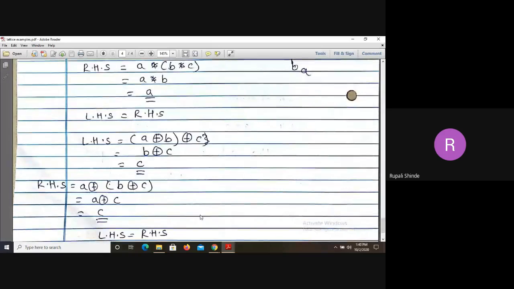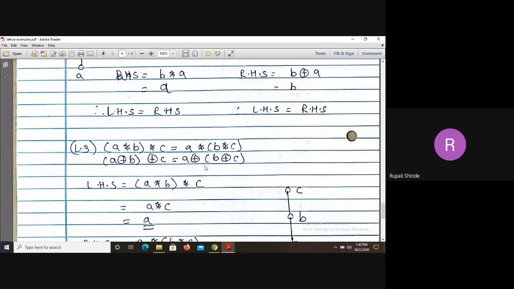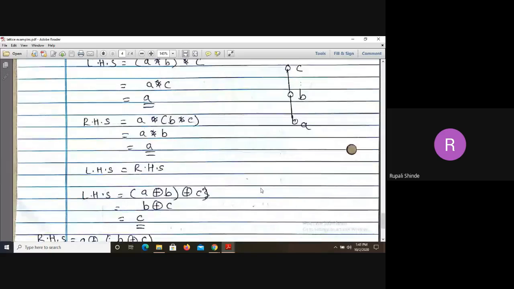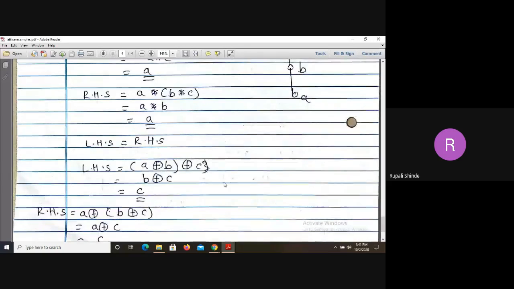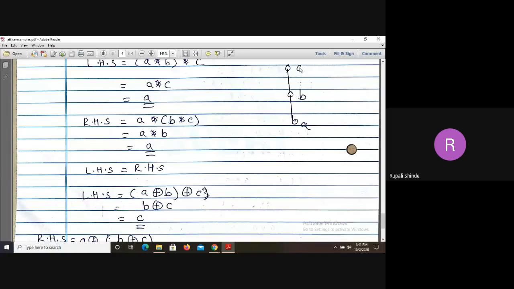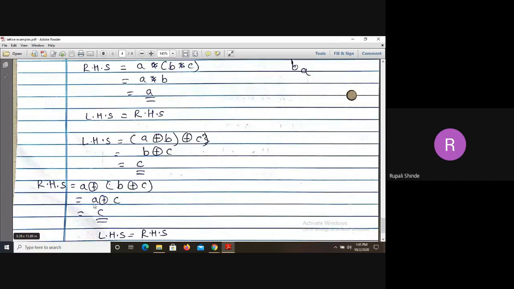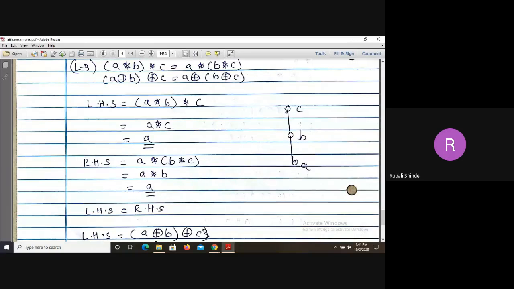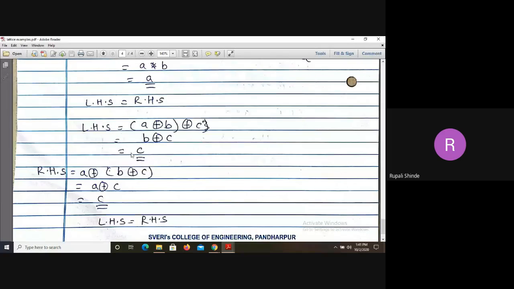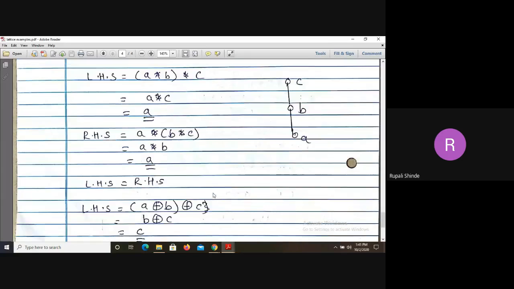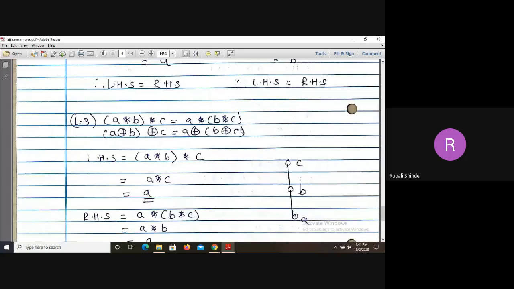And for RHS, RHS is A ∨ (B ∨ C). So RHS is written here. Now the value for B ∨ C is the least upper bound of B and C, and its answer is C. Now we have to take the join operation between A and C. So A ∨ C, again it is C. So here we can say LHS is equal to RHS. That's why whatever statements we have written, those are correct. So we can say that the lattice satisfies the associativity property.